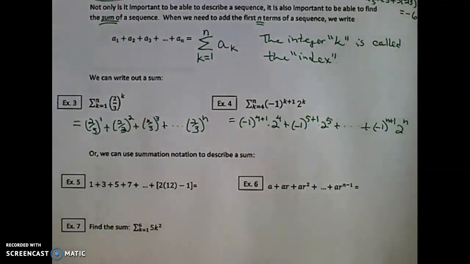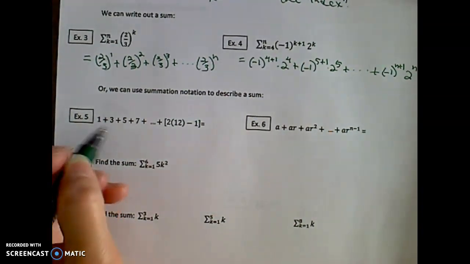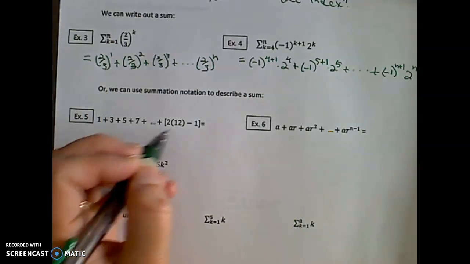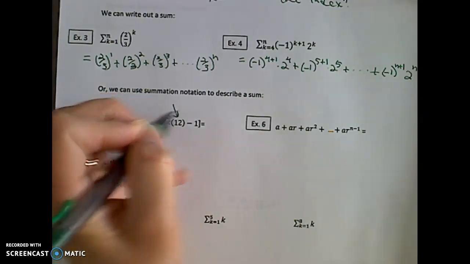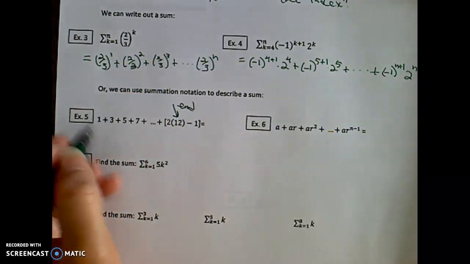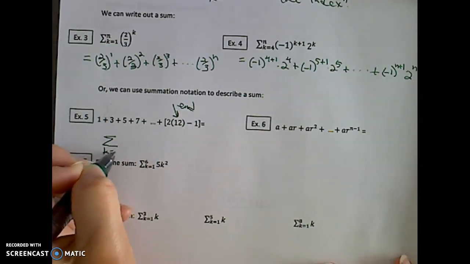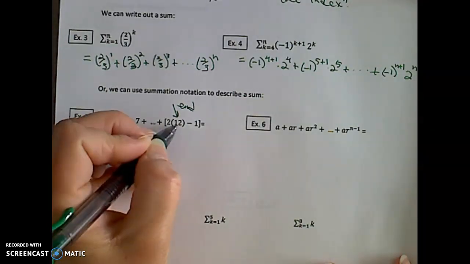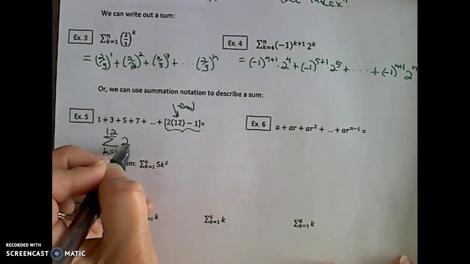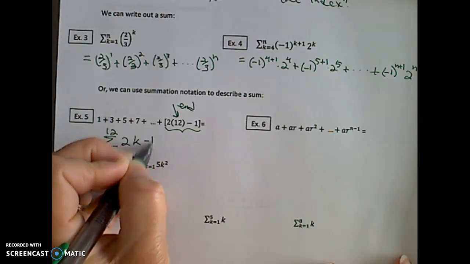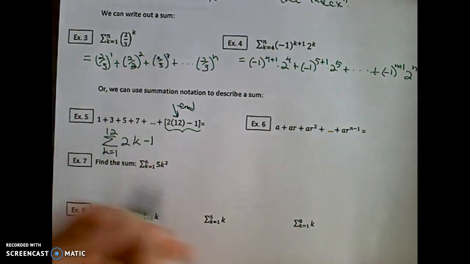We could go the other way just to get comfortable with the notation. Use summation notation to describe this sum. First term is 1 all the way up to 2 times 12 to the negative 1. That must be my ending index. So I could rewrite that, condense it a little bit, with a sum from k equals 1 to the ending point 12. Looks like I'm plugging into a pattern 2 times k minus 1. That counter, I use that k to go from 1 all the way up to that ending point n.